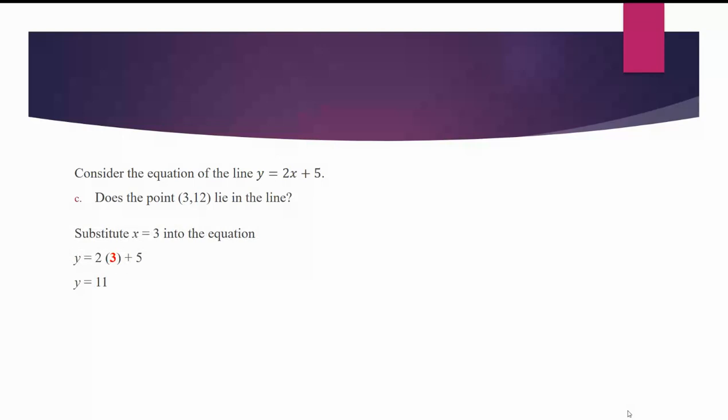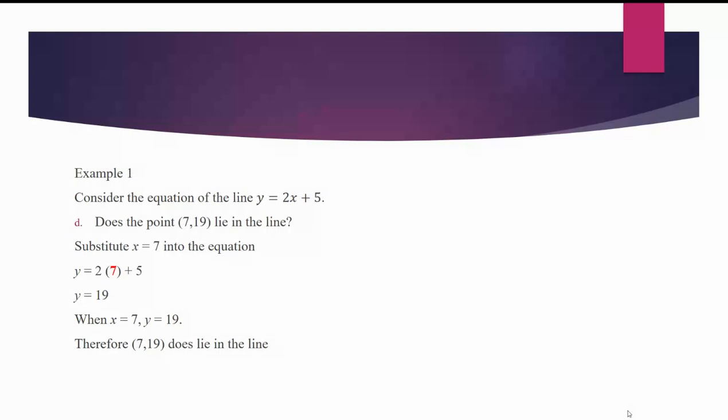So when x equal to 3, your y value equal to 11. Is this (3, 11) similar to the given coordinate (3, 12)? No. Therefore, (3, 12) does not lie on the line. Because when x equal to 3, your y value must be 11 if it satisfies the line or the graph. So (3, 12) does not satisfy, or does not lie on, the line.